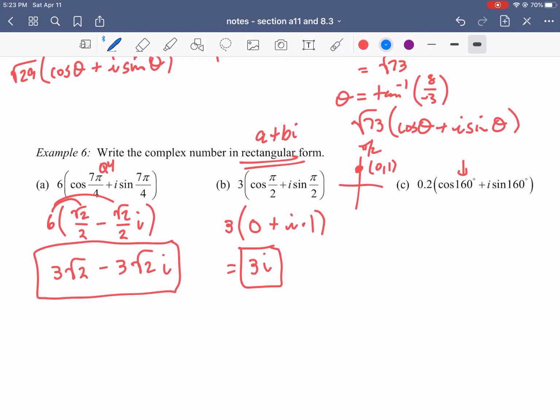And so literally all you're going to do here is just distribute this 0.2 here. And so you're going to have 0.2 multiplied by cosine of 160 degrees plus 0.2 times the sine of 160 degrees. And don't forget to put your i on the end of that imaginary part.